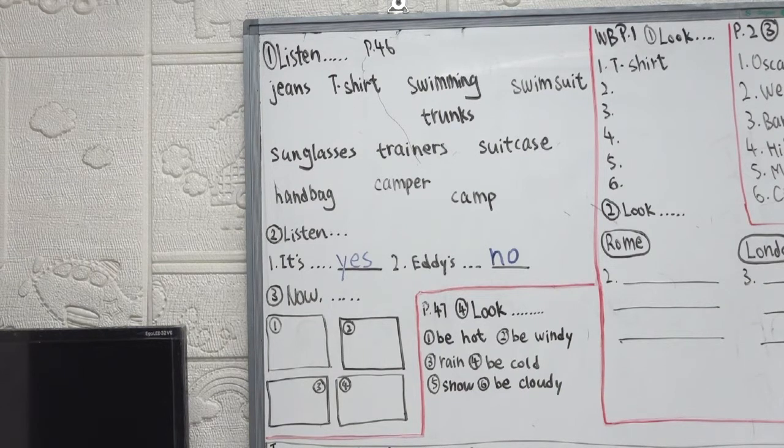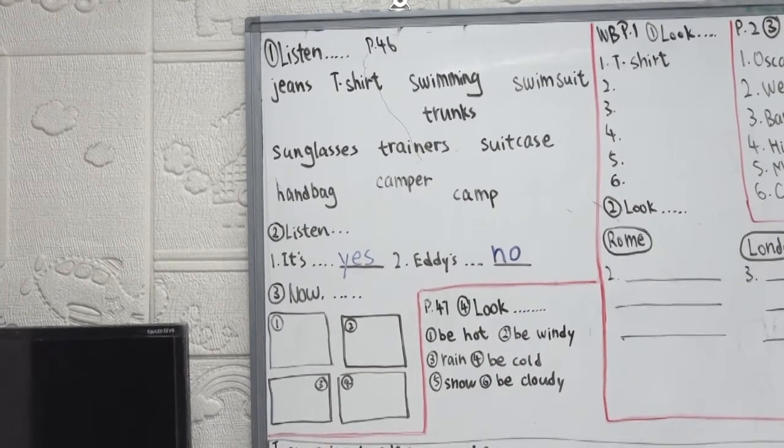I'm going to teach you how to use is, am, or going to soon. So let's complete this part. It's going to be hot. That's number 1. Number 2. What phrase do you see underneath the picture? Be windy. Using going to, we will say it is going to be windy in Florida, or it is just going to be windy, no problem.